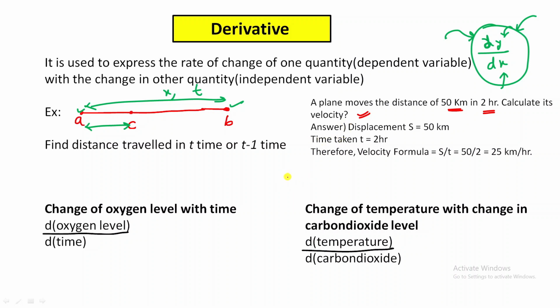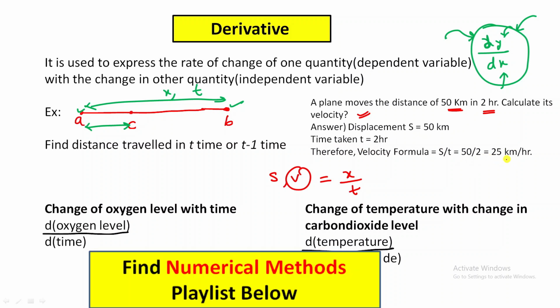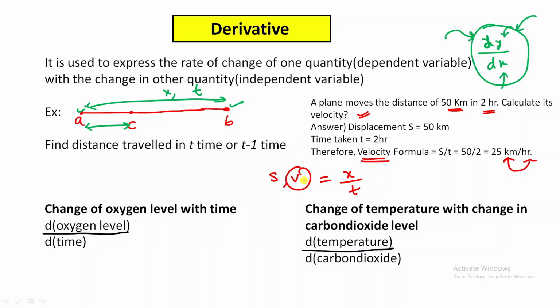So what is the formula for velocity? In simple terms, you can say it is like speed. So velocity is equal to distance upon time. Here we will use displacement, let's say x upon time. Here displacement is 50 kilometers and time is 2 hours. So 50 by 2 is 25 kilometers per hour. So this velocity tells you the distance traveled per unit time, right? So this velocity is basically the derivative.